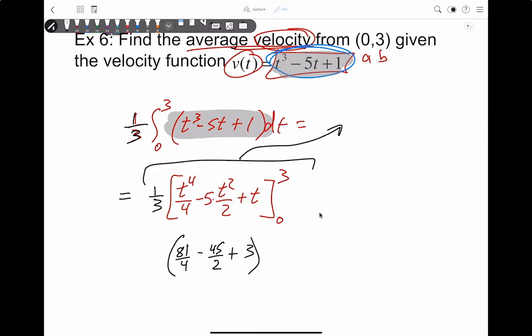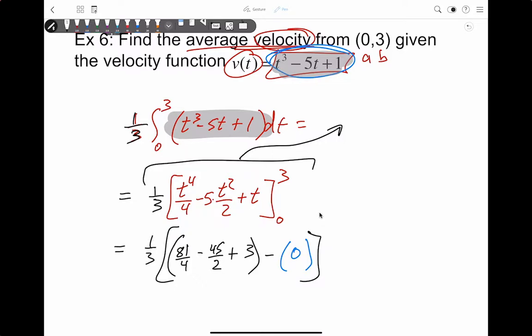Now, when I go to plug in the 0, everything in this respect will zero out. Now, that won't always happen. Most of the time it will, but it won't always. So make sure that you look at the terms that you have in your antiderivative, just to double check that it would zero out, okay? Yes, it is f of b minus f of a, and at the end we will multiply it with a 1/3.